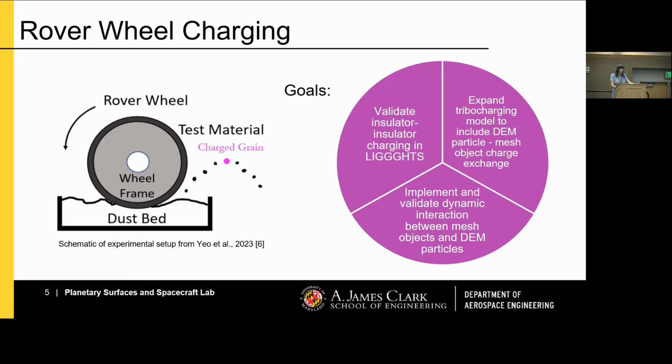To be able to do this, first, we need to implement and validate dynamic interactions between mesh objects and DEM particles in our simulations. For our real implementation, we want to be able to use a mesh object instead of having to construct it out of a bunch of DEM particles stuck together. And then after looking at the dynamic interactions, we want to expand our current tribocharging model to include DEM particle mesh object exchange interactions.